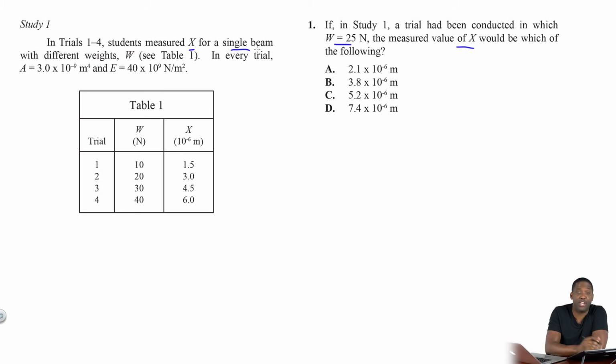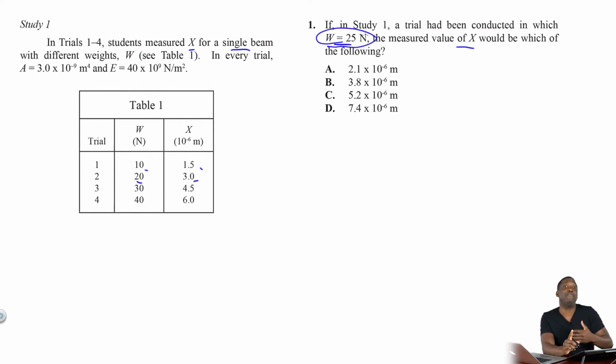So now the table is showing W versus X. That means when W is 10, X is 1.5. When W is 20, X is 3.0, so on and so forth. So you should realize as W increases, the table shows X increases. This is a straightforward relationship. This is a classic ACT problem. And now they're asking, what is the value of X when W equals 25?